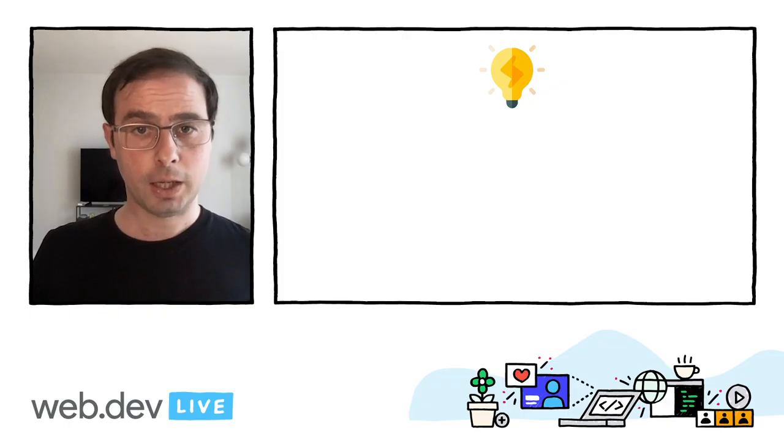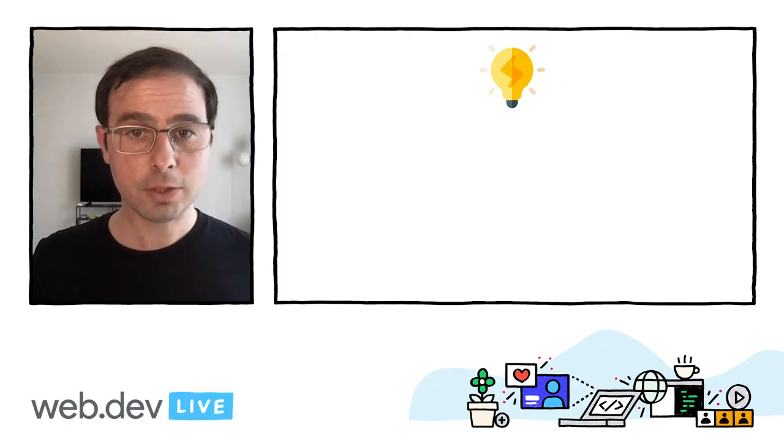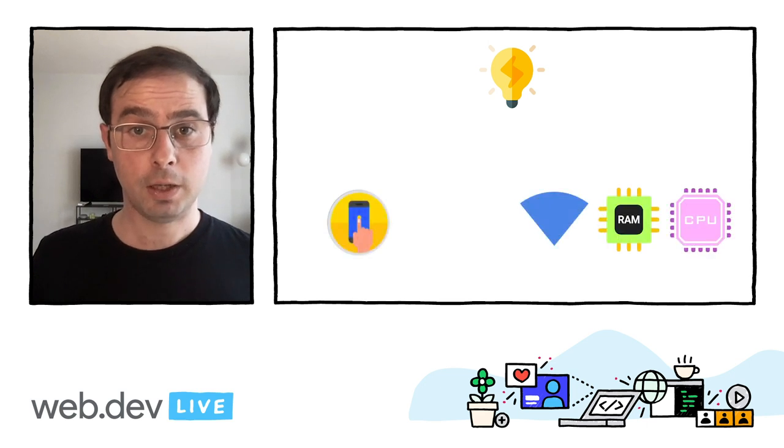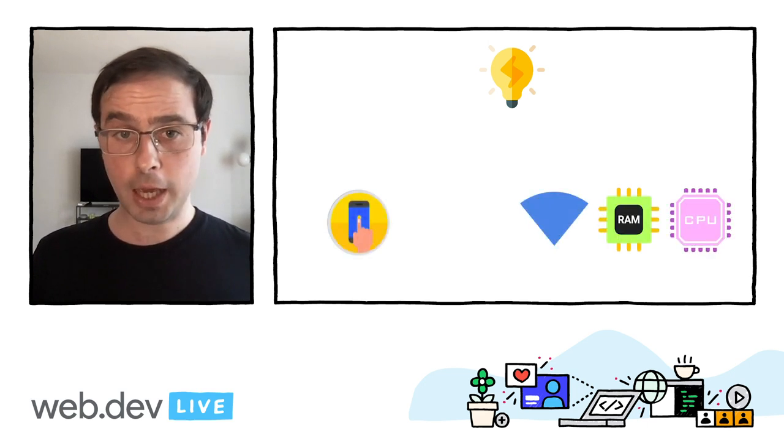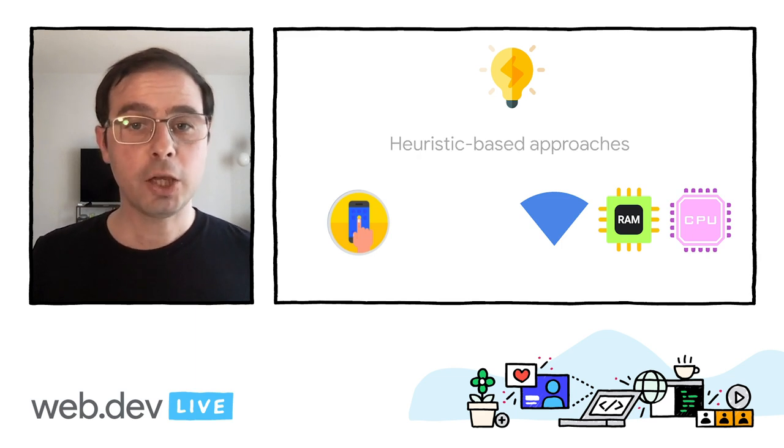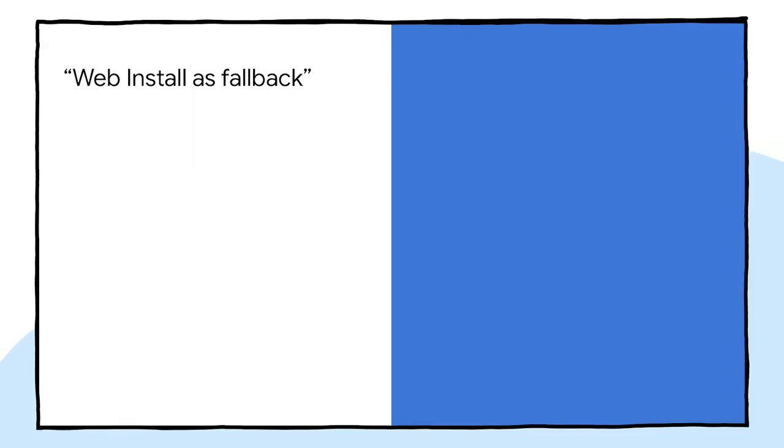But instead of delegating the choice completely to users, we can make their life easier. The idea of the following strategies is to make some inferences. For example, by tracking users' behavior and device characteristics. We call these heuristic-based approaches. The first one is web install as fallback.